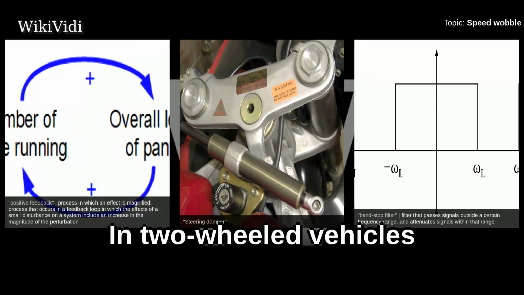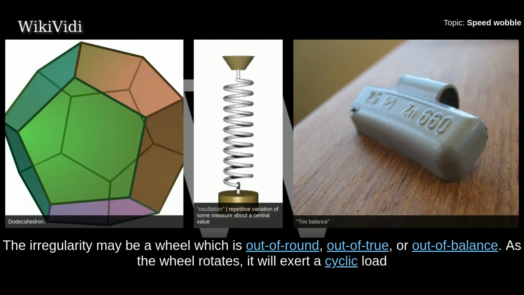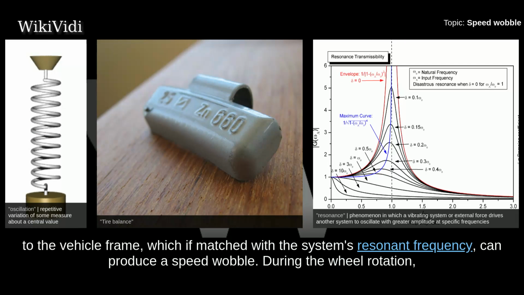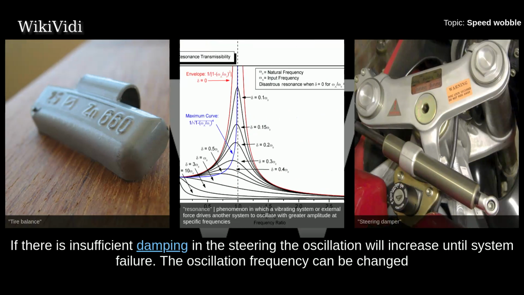In two-wheeled vehicles, wobble or shimmy begins when some otherwise minor irregularity accelerates the wheel to one side. The irregularity may be a wheel which is out of round, out of true, or out of balance. As the wheel rotates, it will exert a cyclic load to the vehicle frame, which if matched with the system's resonant frequency, can produce a speed wobble. During the wheel rotation, a restoring force is applied in phase with the progress of the irregularity, and the wheel turns to the other side where the process is repeated. If there is insufficient damping in the steering, the oscillation will increase until system failure.